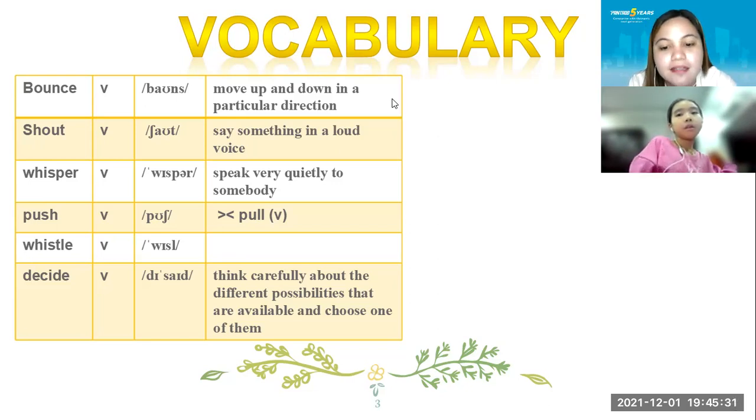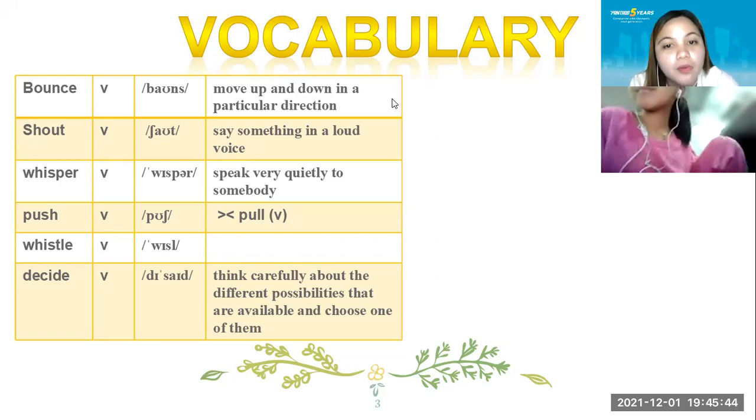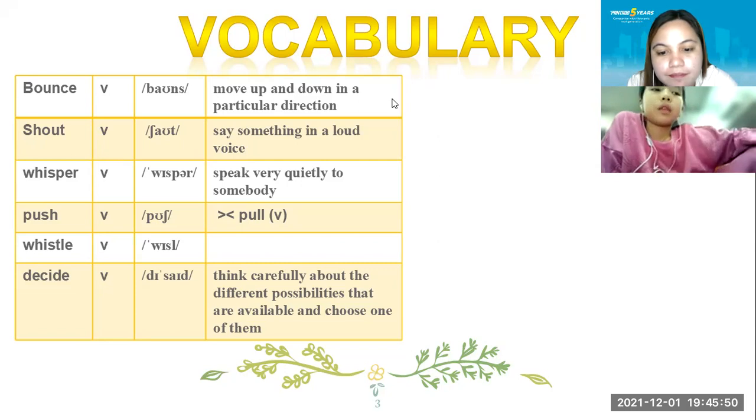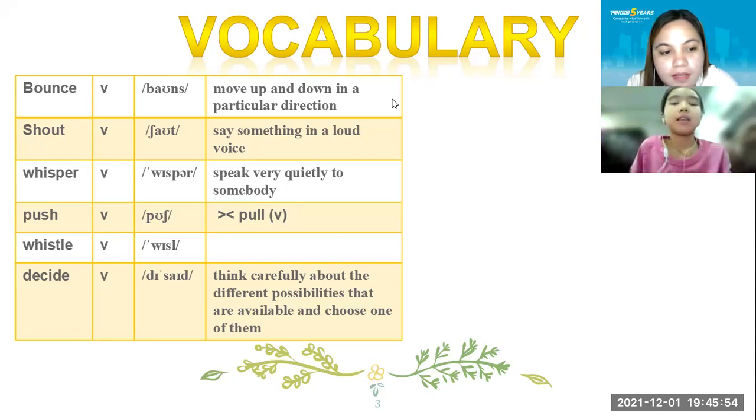Okay, next is? Push. Is pull. Okay, push means it's the opposite of pull. Push, like you push something. Okay, next is? Decide. Oh, wait a minute. Did you say whistle?